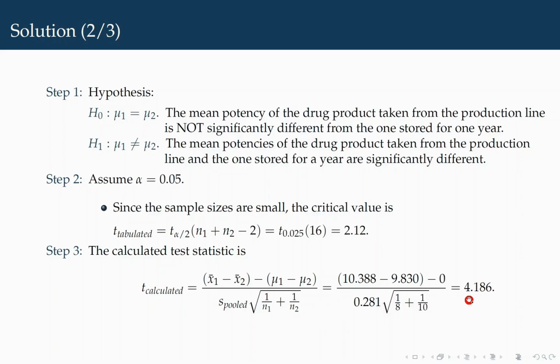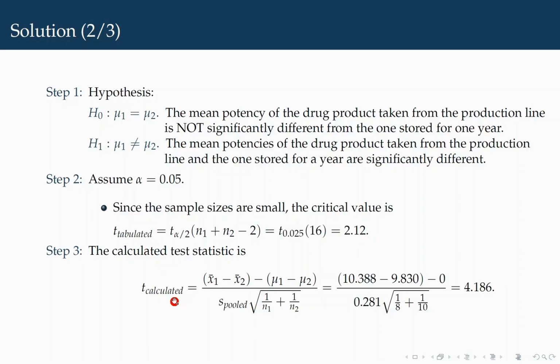So this becomes 4.186. Then once we obtain the calculated value of the test statistic and the tabulated value, to make a decision whether to reject H0 or not, we need to compare these two values. So this T calculated is 4.186. This is greater than the tabulated value, 2.12.